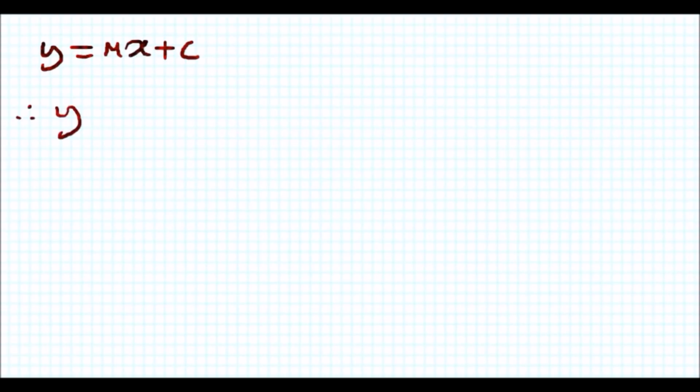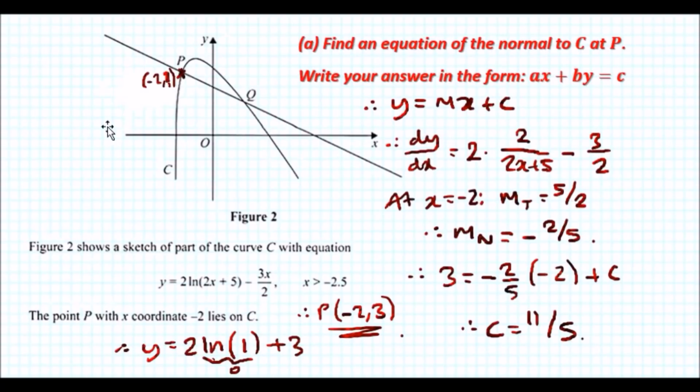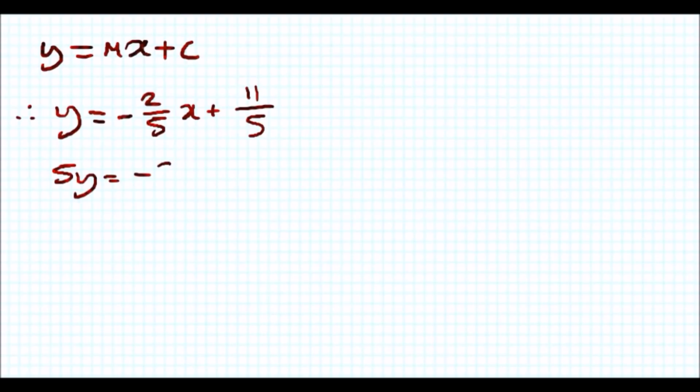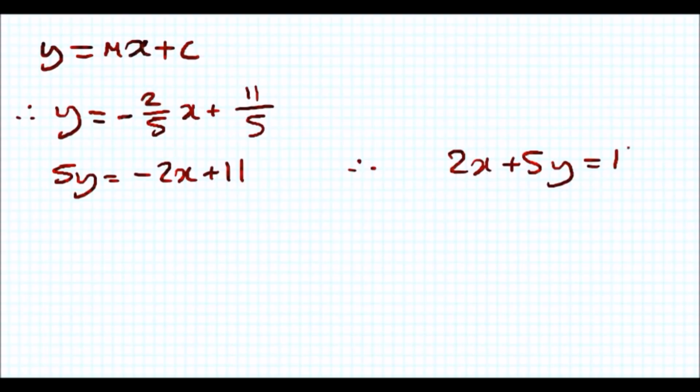Therefore, our final equation is y equals the gradient, which we said was minus 2/5, and c is 11 over 5. So y equals minus 2/5 x plus 11 over 5. Multiply the whole equation by 5 to get rid of the fraction. We get 5y equals negative 2x plus 11. And finally, making it into the form ax plus by equals c, adding 2x gives us 2x plus 5y equals 11.